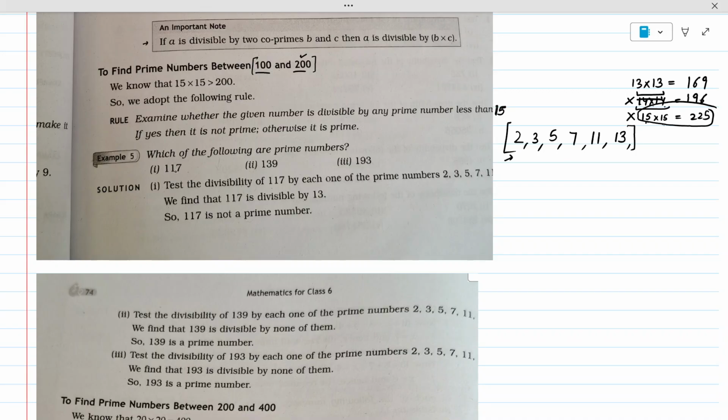So let us take the first example, 117. Kids, we clearly know it is not divisible by 2 because we don't have an even number at the end.